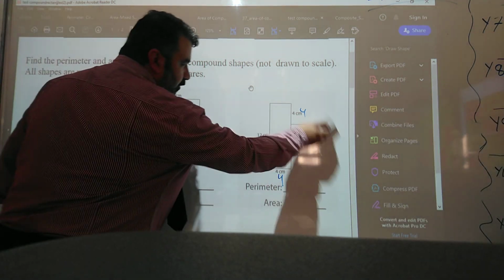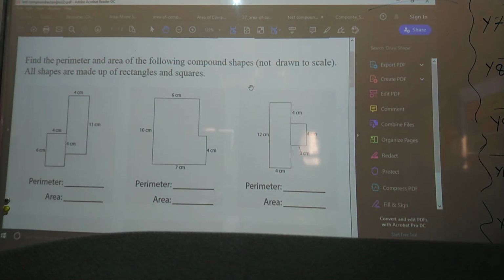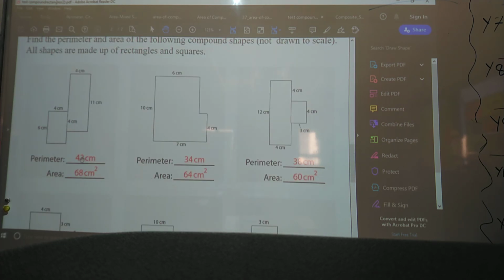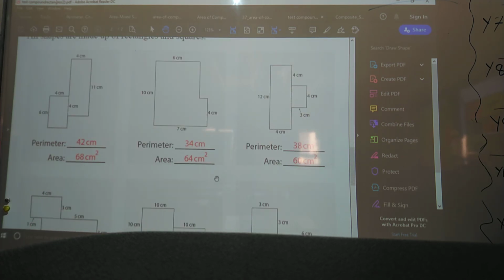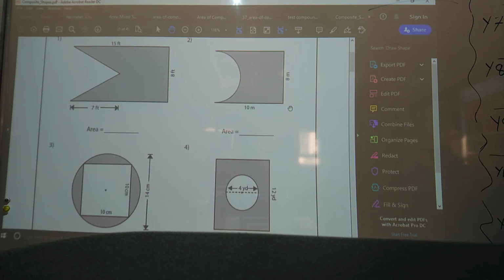Now I assume that you solved it, otherwise you are just watching with a popcorn, enjoying the show. Okay? So check your answers, please. There you go. Don't worry about the perimeter. 68 and 60. Now check your answers. If you did something wrong, go back and fix it. Now the last thing to explain is this worksheet, which is more fun.